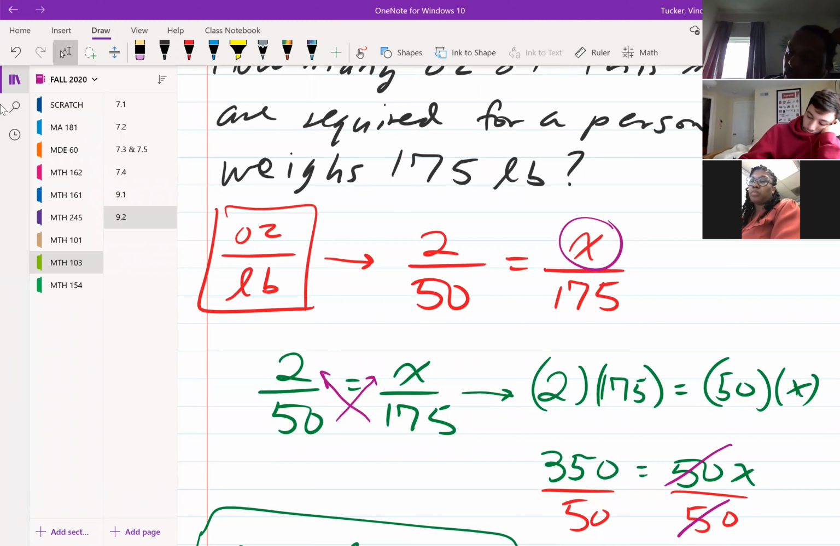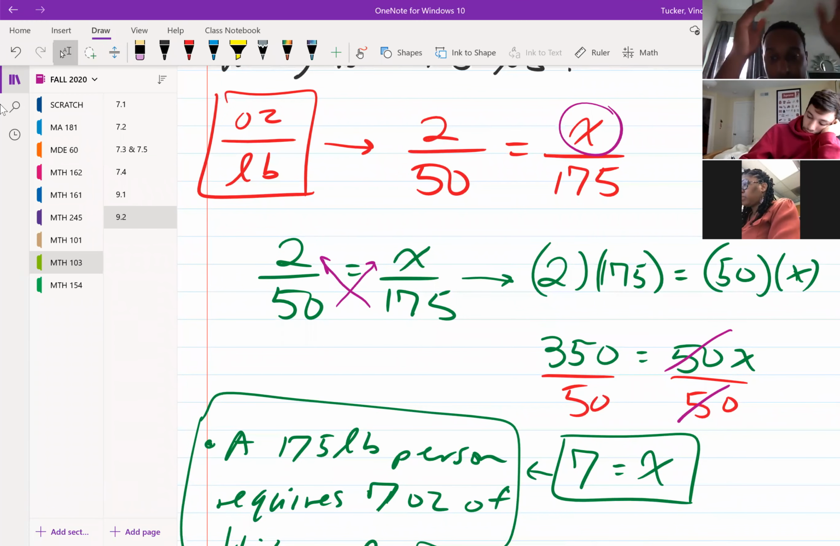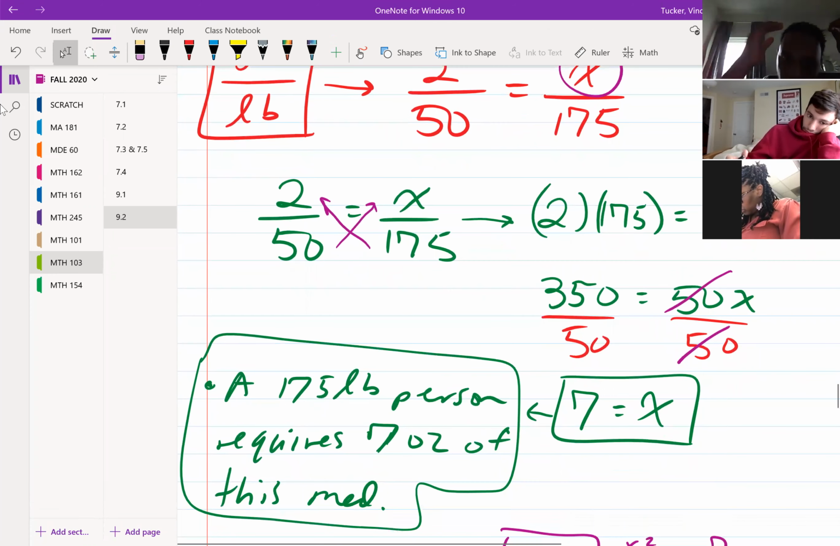Divide by 50 in order to get the 50 off of X. 350 divided by 50 is 7. So X is equal to 7. And that means a 175-pound person requires 7 ounces of this medication.